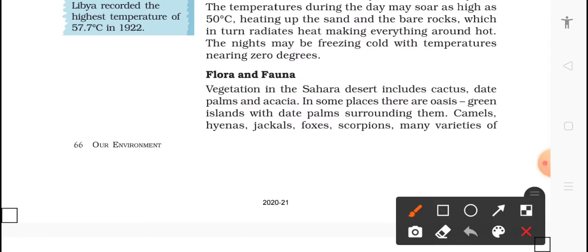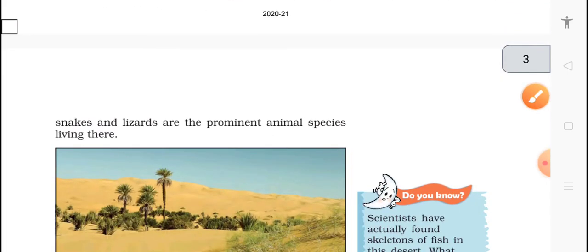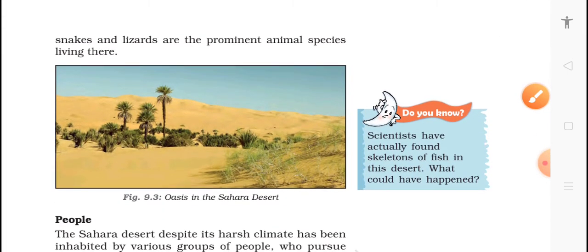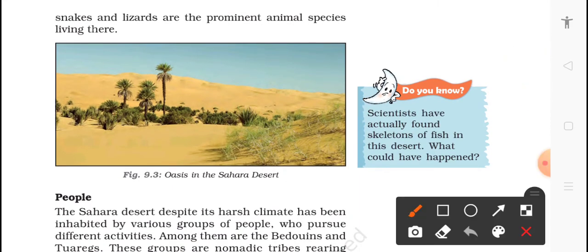We'll talk about the flora and fauna found in the desert area. Flora: vegetation in the Sahara Desert includes cactus, date palms and acacia. In some places there are oases, green islands with date palms surrounding them. Camels, hyenas, jackals, foxes, scorpions, many varieties of snakes and lizards are the prominent animal species living there. So as you can see in this image, these trees are called oasis trees, and these are the grasses and shrubs.